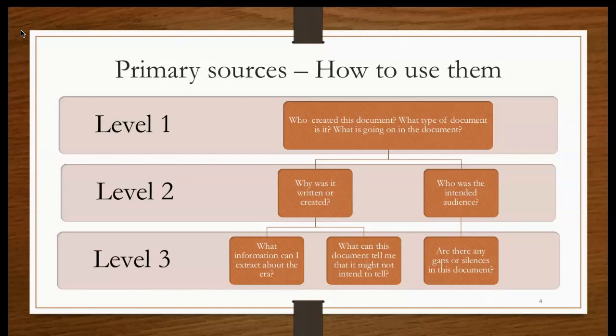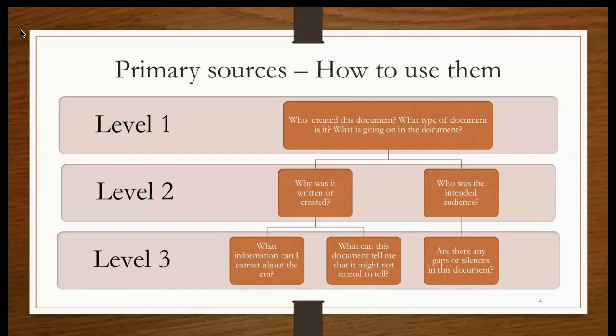Then you want to move on to the deeper level questions, the level 2 questions. You want to think about why this primary source was written or created. And, this is a very important question, who was the intended audience? When you're thinking about the intended audience, you want to be thinking about who this was directed to at the time that this primary source was written or created.